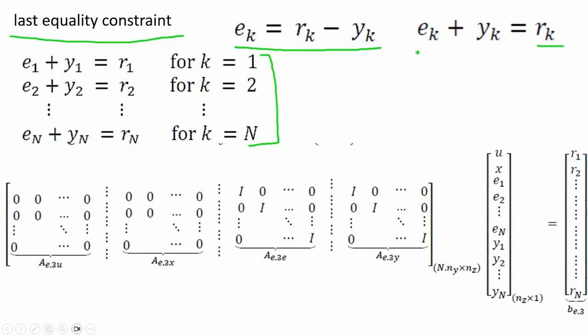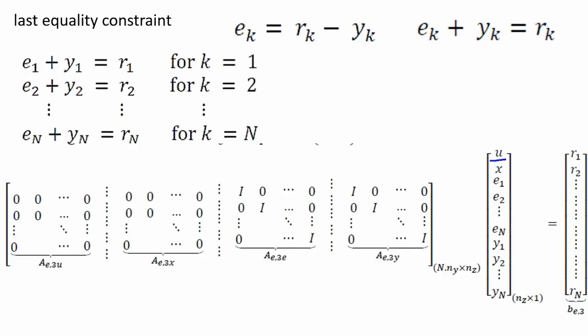Now we have to arrange all of these equations into a compact matrix form. Let me start writing the matrix from here, and also let me write my unknown vectors. As you already know, they are the control inputs, the states, the error signal, and finally the outputs. This is our z vector. We'll write all of the known quantities here.